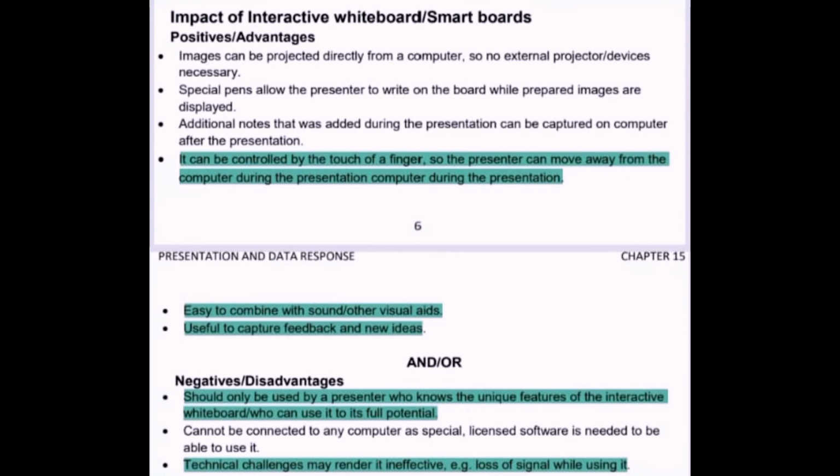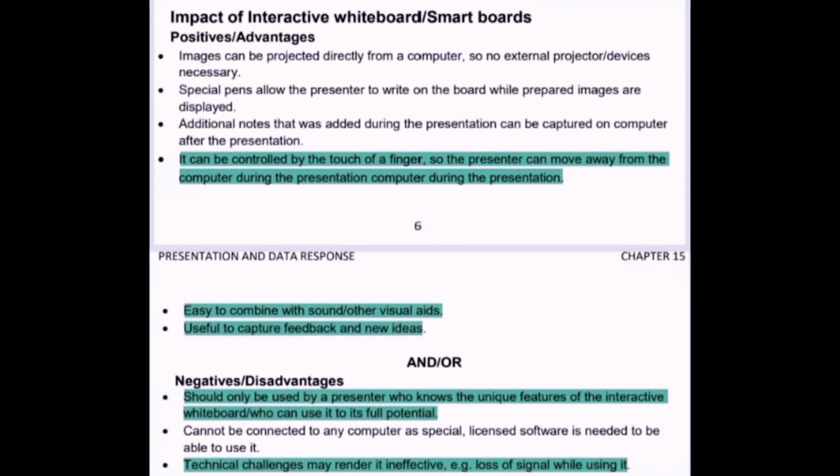Then useful to capture feedback and new ideas. It is useful to capture what? Feedback and new ideas. Can be controlled by the touch of a finger. It is easy because you just put your finger to control it, so that the presenter can move away from the computer during the presentation. You control it, and then you move away so that the audience can see what you have written there on the interactive whiteboard or smart board.